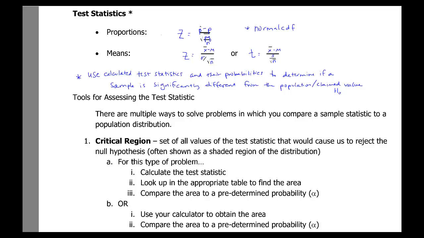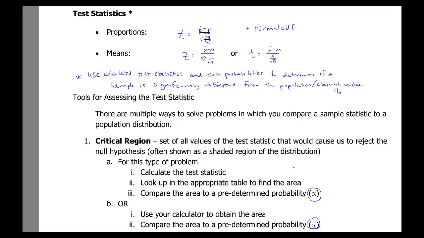Okay, so I'll draw some pictures for you for this in a minute. But the critical region, the official definition is the set of all values of the test statistic that would cause you to reject the null hypothesis. And again, it's an area, so a shaded region in your distribution. And the predetermined level or probability, we're going to use the symbol alpha.